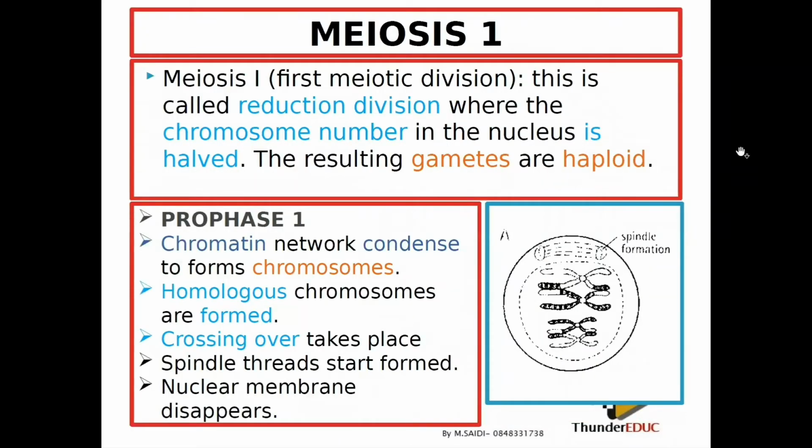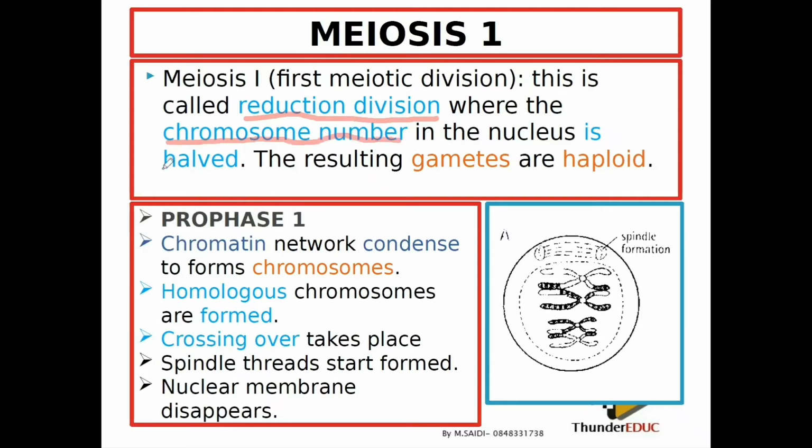The next slide shows us what is happening in meiosis 1. Remember that we have said meiosis 1 is the first meiotic division, and it is called a reduction division. When we talk of reduction division, let us highlight that term there, reduction division. That means a reduction, coming from the word reduce. That means the chromosomes are reduced, where the number of chromosomes in the nucleus is halved. So we reduce the chromosome number by halving it.